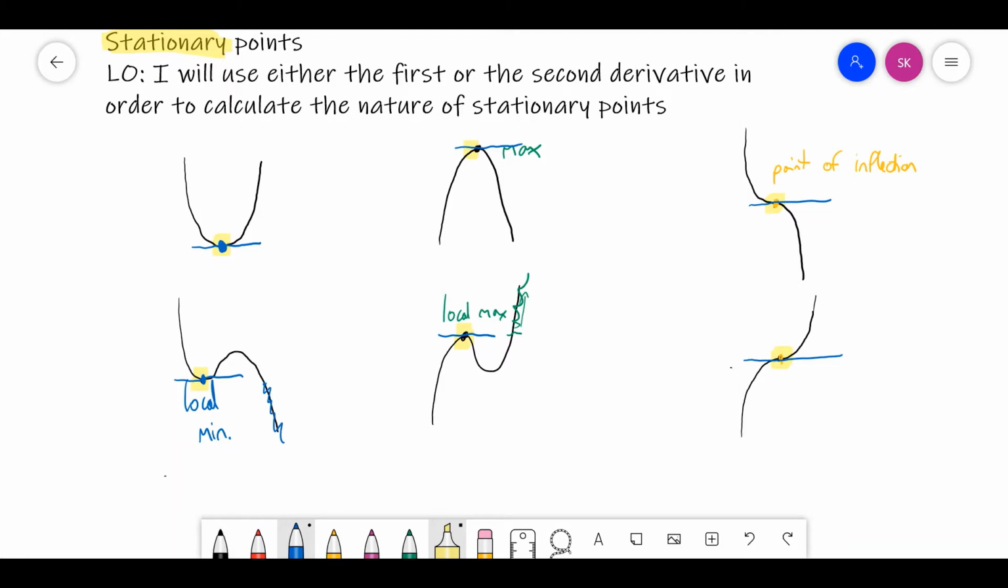So if you haven't made a note of what a stationary point is, make sure you've written down a stationary point is where the gradient is equal to 0. Pause the video if you need time to do that, and press play when you're ready to keep watching.